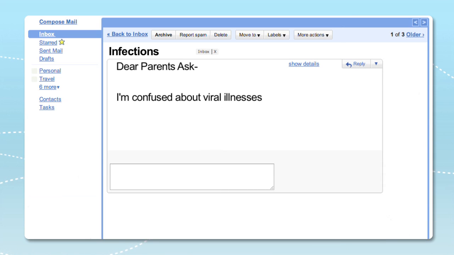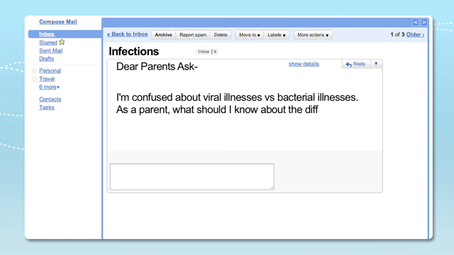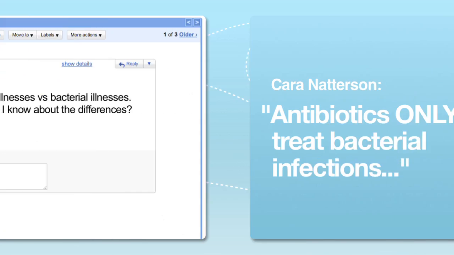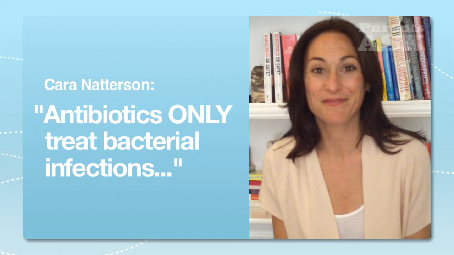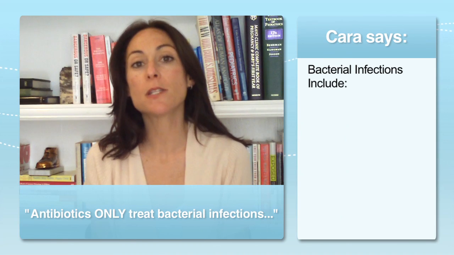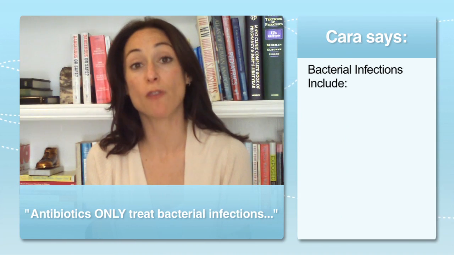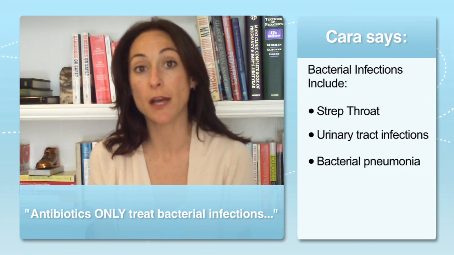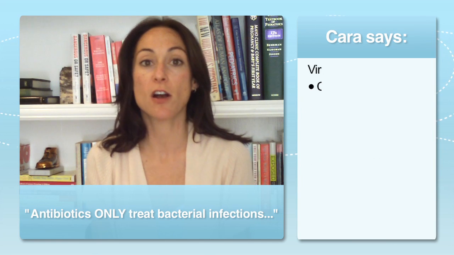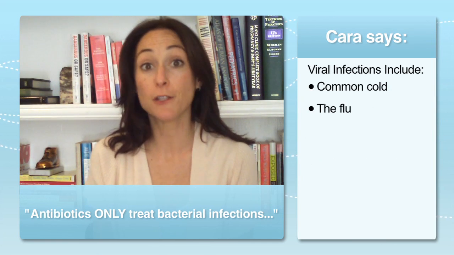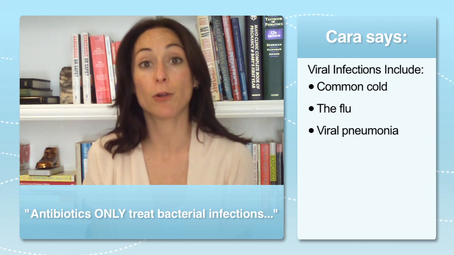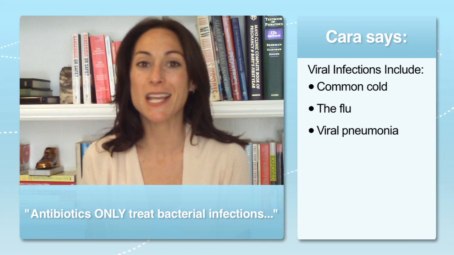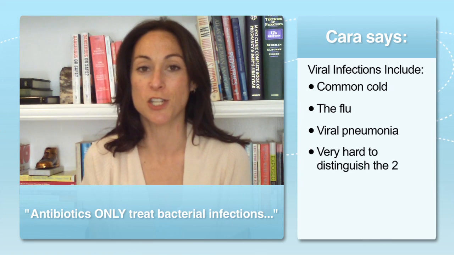About viral illnesses versus bacterial illnesses. As a parent, what should I know about the differences? It can be really hard to tell the difference between the two. Some examples of bacterial infections are things like strep throat, or a urinary tract infection, or bacterial pneumonia. But viral infections can cause the common cold, the flu, influenza, or viral pneumonia. So sometimes it's really hard to distinguish the two.